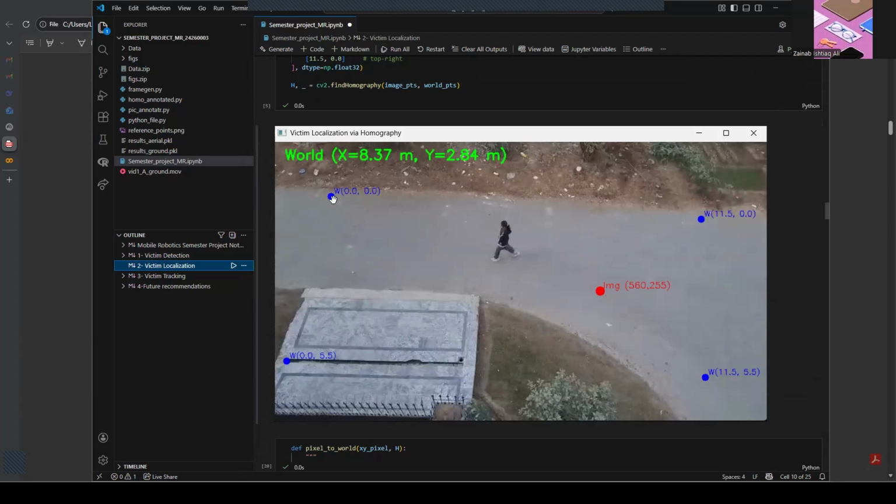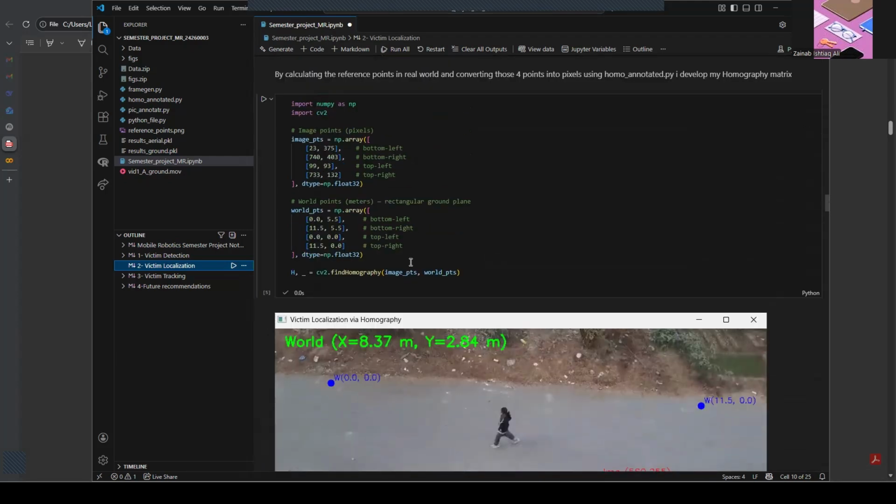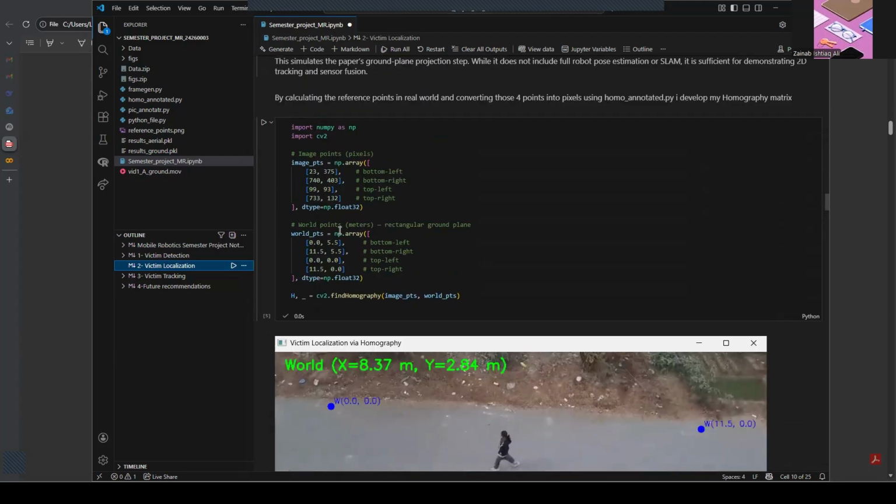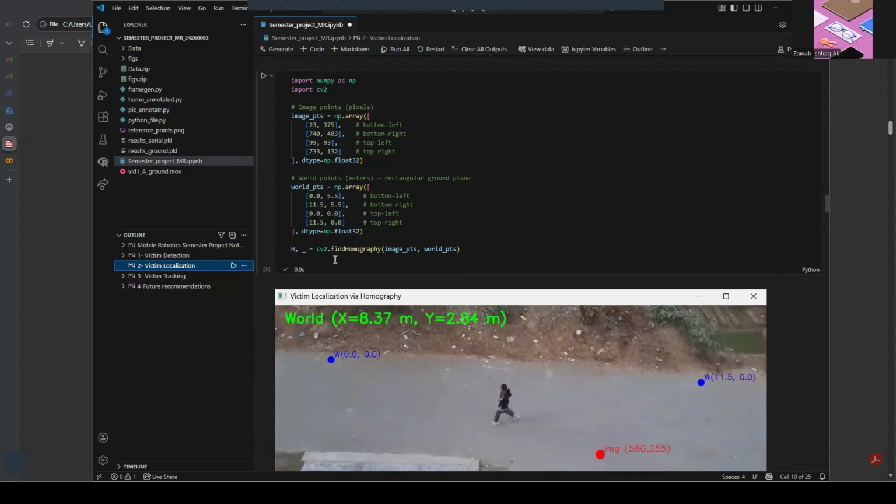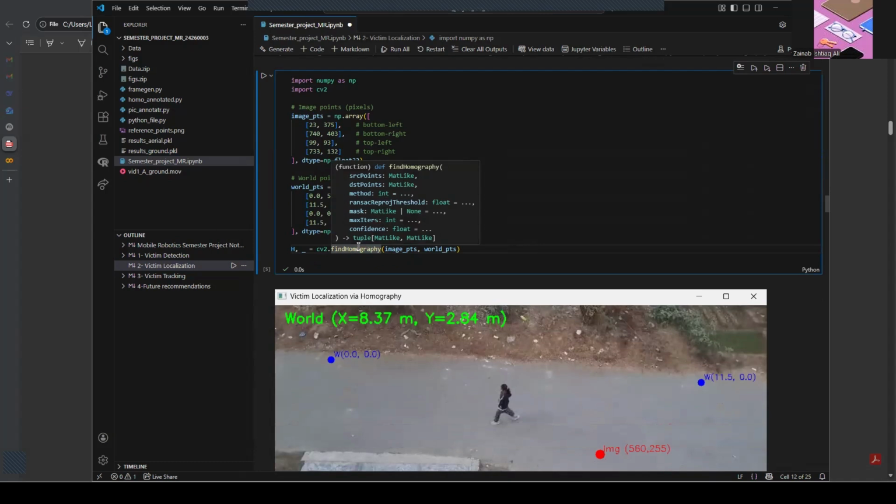In real world, this road is actually 11.5 in length from this blue dot to this blue dot. And then similarly, from this blue dot, my reference point, to this lower blue dot, the width of the road along with this entrance of the building is 5.5 meters. Then I've also obtained the pixels of my image for these particular blue dots, and I have 2 arrays over here that showcase that. Then I'm simply using OpenCV's find homography function, which will give me my transformation matrix and help me convert from pixels into real world coordinates.